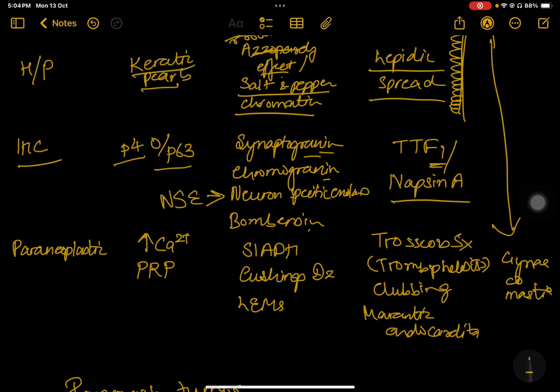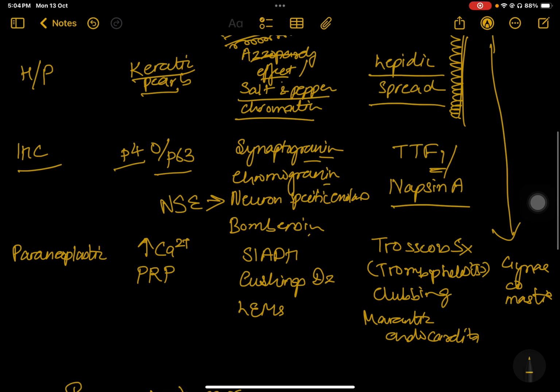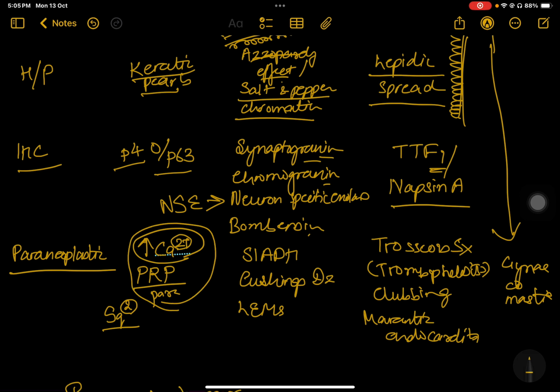Coming to paraneoplastic syndrome. So you can remember that square of any number is written like this, that is 2 on the top, and so your squamous cell carcinoma will have increased calcium because calcium also has 2 on the top, and it also has increased parathyroid-related peptide in the blood as a part of the paraneoplastic syndrome. So things to do with calcium is your squamous cell.